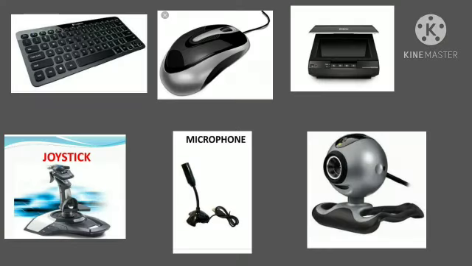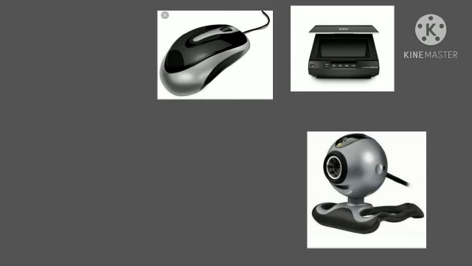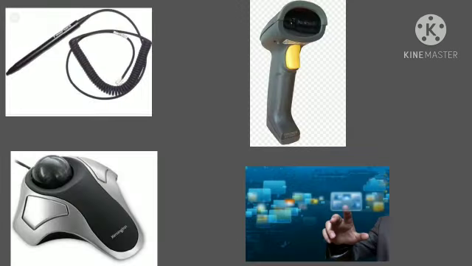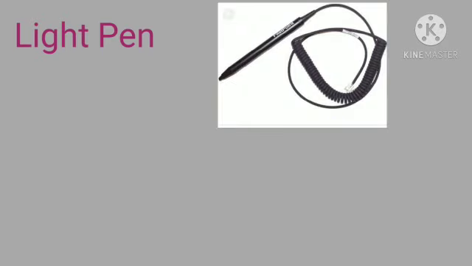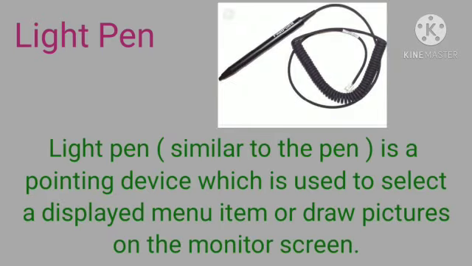In the previous lecture, we learned some input devices in detail. Today, we will learn some other input devices in detail. Input device: light pen. A light pen, similar to a pen, is a pointing device which is used to select a display menu item or draw pictures on the monitor screen.